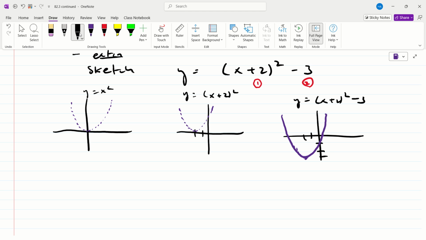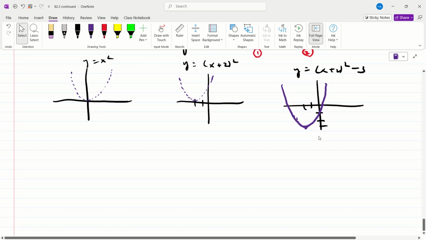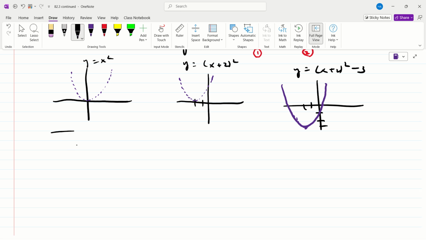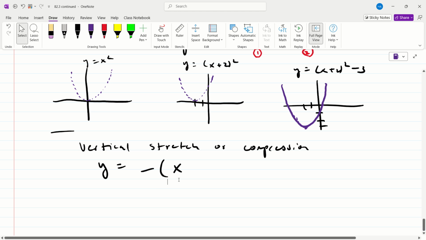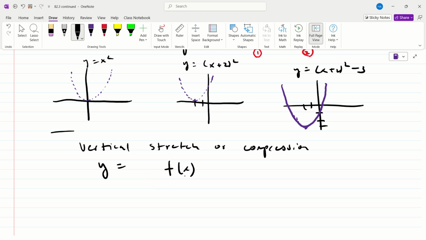Okay, continuing. Let me just entitle it: vertical stretch or compression. So whenever you have a function that looks like a function that you're familiar with, f of x, but you have a number in front of it, this is going to correspond to either a vertical stretch or vertical compression.